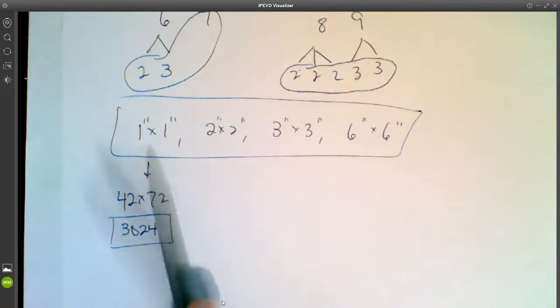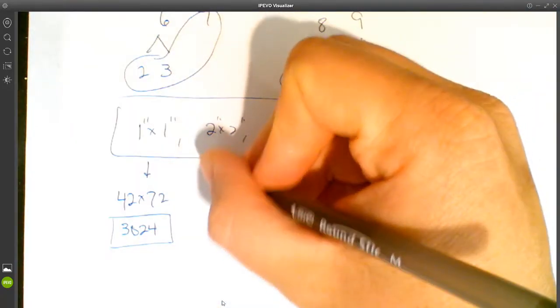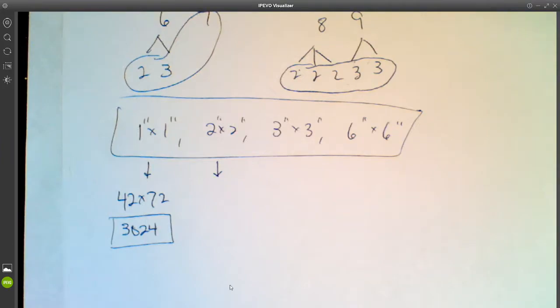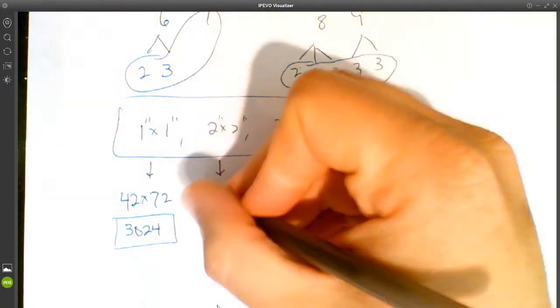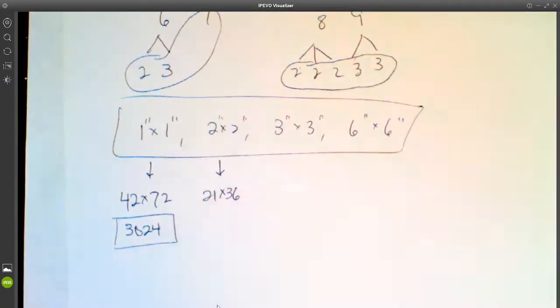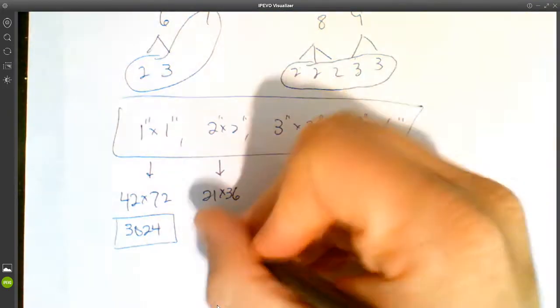So obviously, well, I mean, maybe it's not obvious. So maybe we move on to the 2 by 2 inch tiles. How many of those would we be using? Well, 42 divided by 2 is 21. 72 divided by 2 is 36, I think. Yeah, 36. So you would use 21 tiles this way and 36 tiles this way. So for the 2 by 2 tiles, you would use 21 times 36 tiles. 21 times 36 is 756.